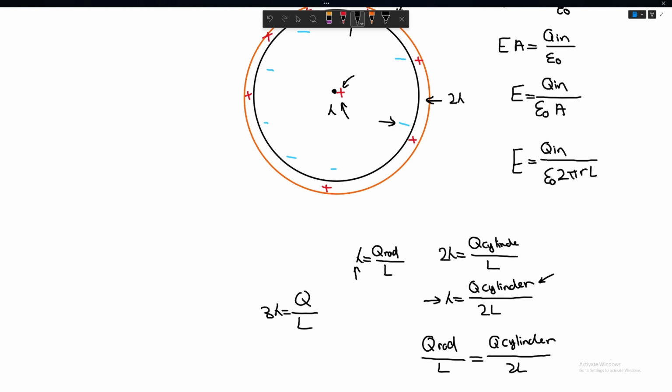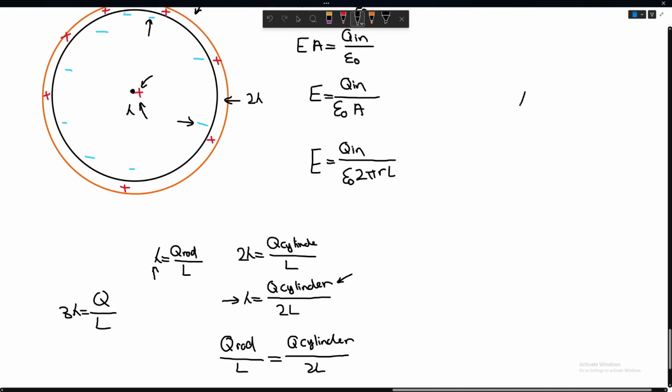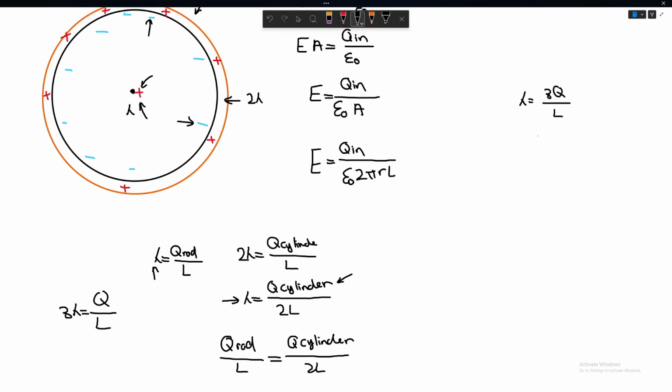And now what is my Q in other words? Well, we know it's 3 lambda times L, right? So if I have lambda equals 3 Q's over L, then I can rearrange. And, sorry, this would be Q's over 3L. And if I have 3 lambdas, this will be L equals my Q inside. And so take that, put it in here.